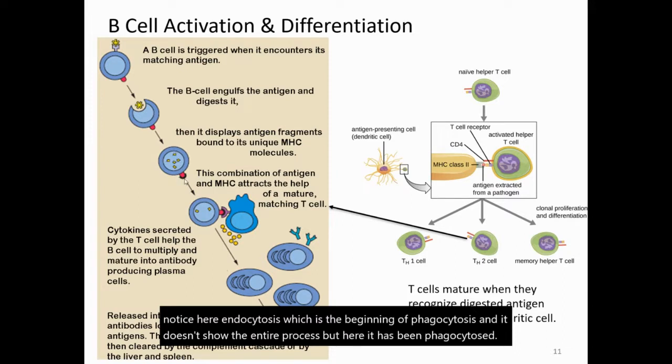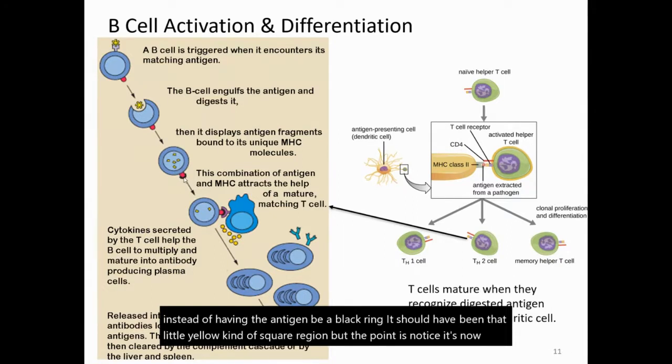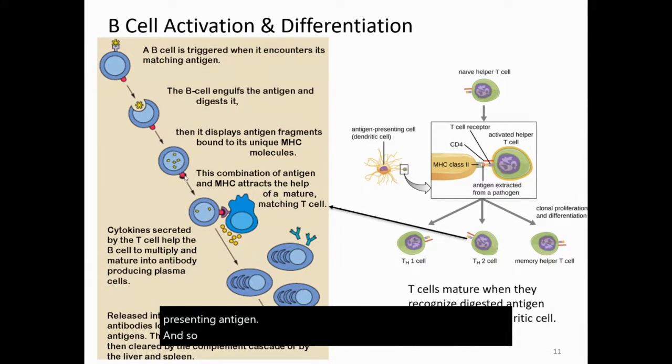And what actually is going to be happening, and kind of a limitation to this image, is right here, the little antigen is on the surface. And you can tell there's this black ring. The reason I call this a limitation is I would have preferred them, instead of having the antigen be a black ring, it should have been that little yellow kind of square region. But the point is, notice it's now presenting antigen. And so this B cell is now considered activated.